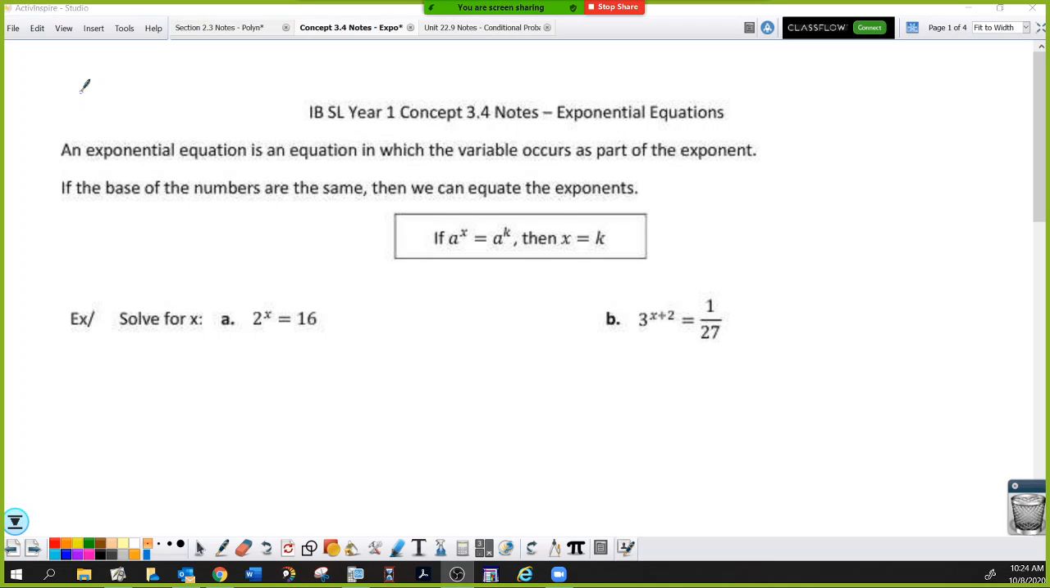An exponential equation is an equation in which the variable occurs as part of the exponent. If the bases of the numbers are the same, then we can equate the exponents. What? Basically, if you have exponential thing equals exponential thing, your goal is to make the bases equal. Because if the bases are equal, the only way it's a true statement is if the exponents are equal. So the basic setup is get the bases to be equal to each other, and then you can forget about them and just say the exponents are equal, and you can solve. That's the basic strategy.